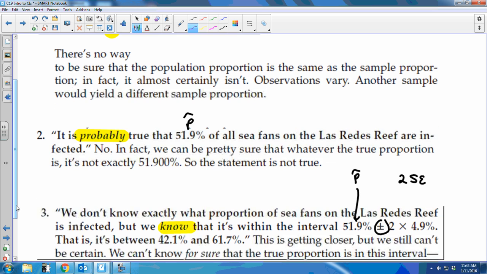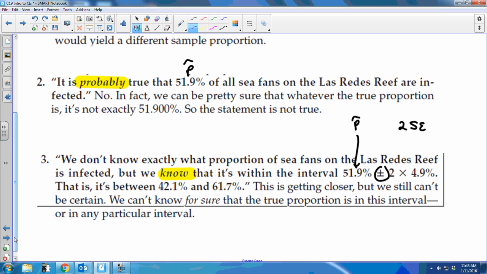Second one. It is probably true that 51.9% of all sea fans on the reef are infected. That's a little bit more wiggly than the first statement, but is it probably true that that exact percentage is infected? No. Again, that was from your sample. We have sampling variability, right? So that could have just been one sample. We don't know. So it's not necessarily probably true.